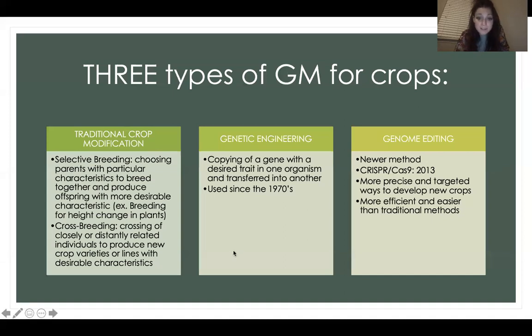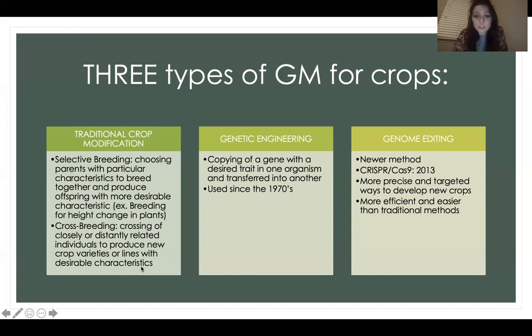Now, selective breeding is when we take two parents that have particular characteristics that we're interested in and we breed them together to produce offspring that are going to have a more desirable characteristic. So, for instance, plants. We can take two plants that have a decent height that we're hoping to have an overall higher height. So, we're going to take these two parents that have the characteristics that we're looking for, put them together, and we're going to ultimately produce the offspring that are going to have an overall height change.